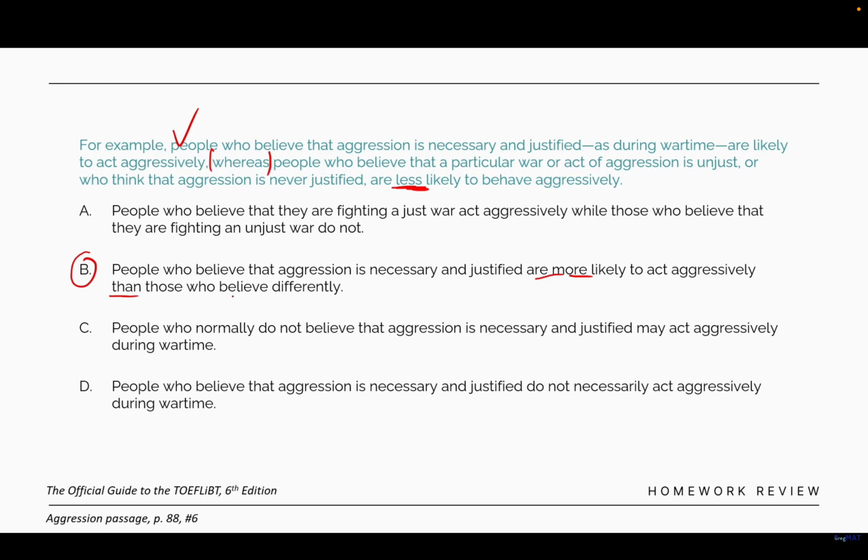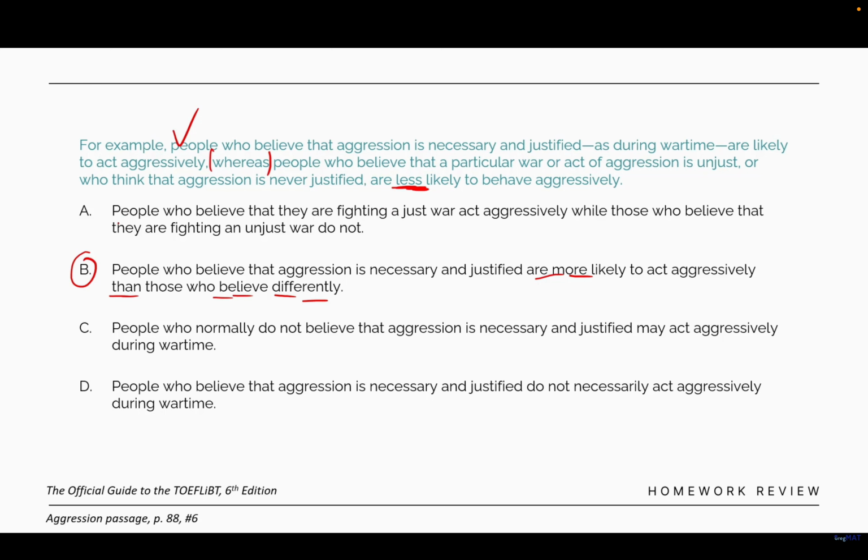And do they believe differently? Yes, I mean they are less likely to behave aggressively. No, it's about their belief. So what is the evidence that they believe differently? Because this one says they think that aggression is never justified. There you go. Yep. Exactly. Very good. Okay. Why is A wrong?